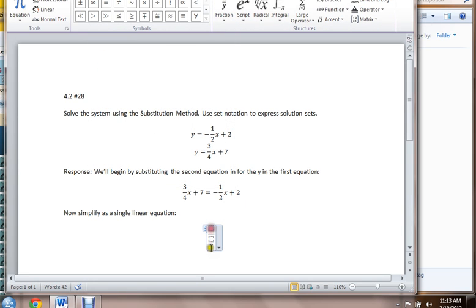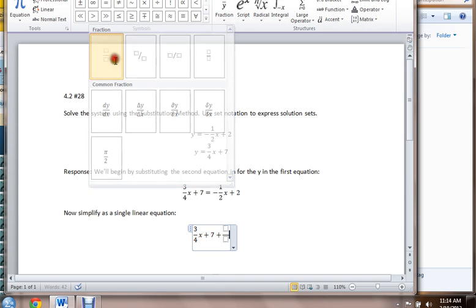You can also copy an existing equation down and then add to it, but we'll just type this over for now. I got those backwards. 3/4 x plus 7, and now we're going to add the extra term 1/2 x to both sides. So I'll put that extra add here at the end.